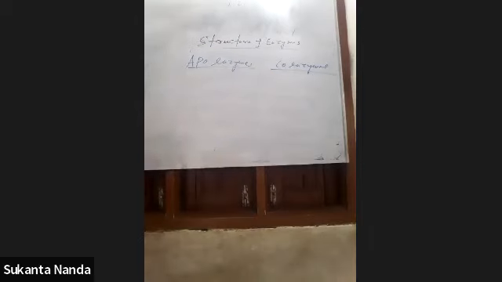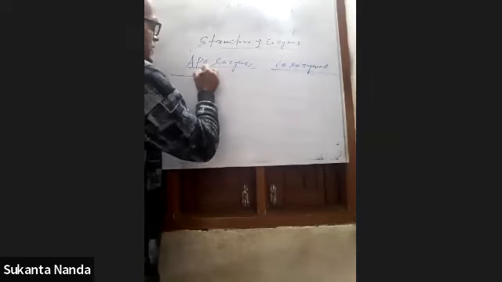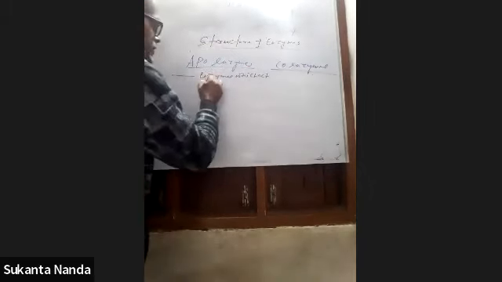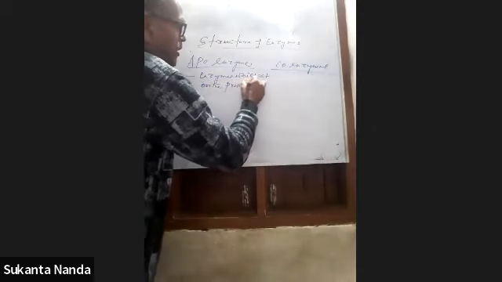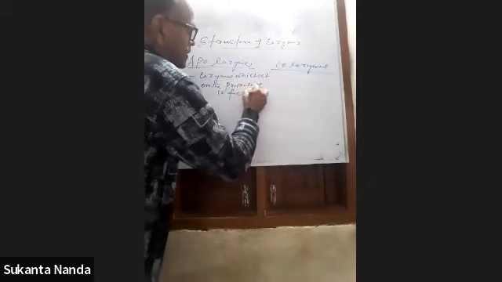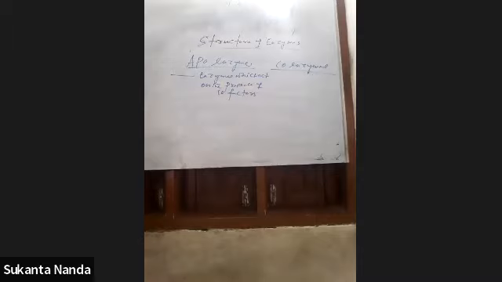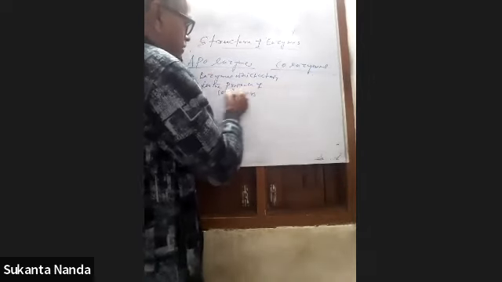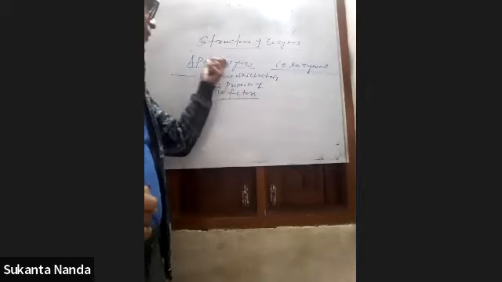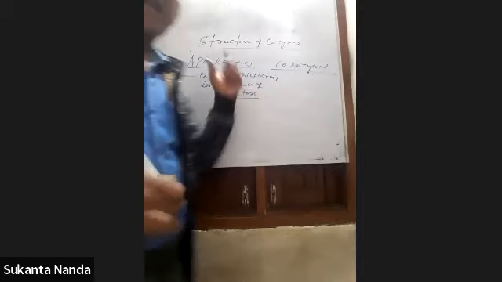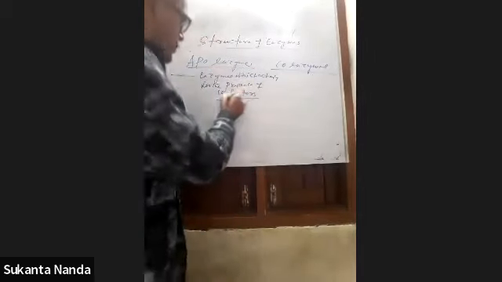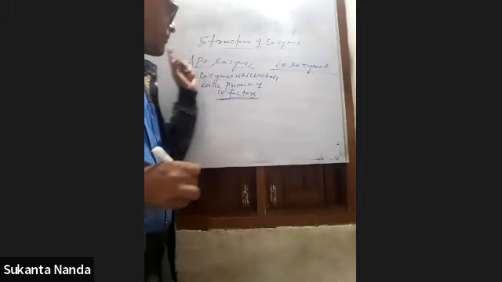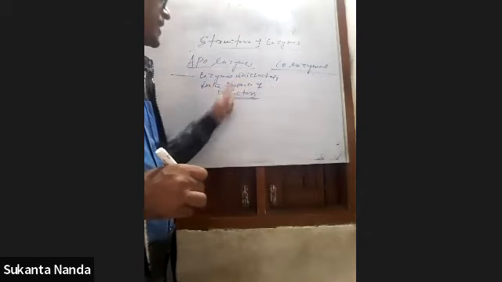Enzymes which act only in the presence of cofactors. Without cofactors, apoenzymes cannot work. They cannot carry out any activities without the support of cofactors. So enzymes which act only in the presence of cofactor are apoenzymes.